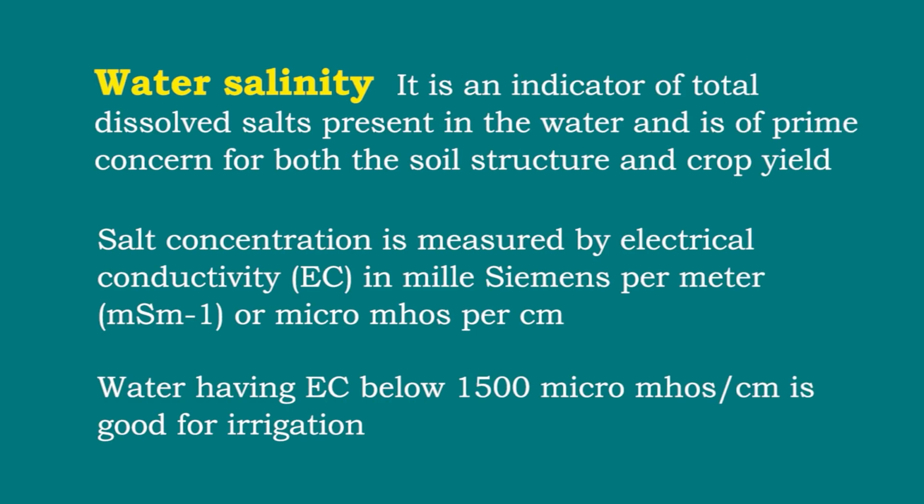Second, water salinity. It is an indicator of total dissolved salts present in the water and is of prime concern for both the soil structure and crop yield. Salt concentration is measured by electrical conductivity or EC in millisiemens per meter or micromhos per centimeter. Water having EC below 1500 micromhos per centimeter is good for irrigation.